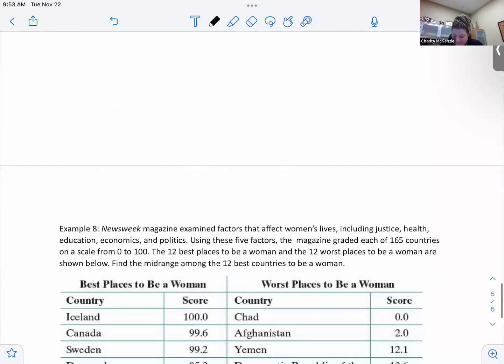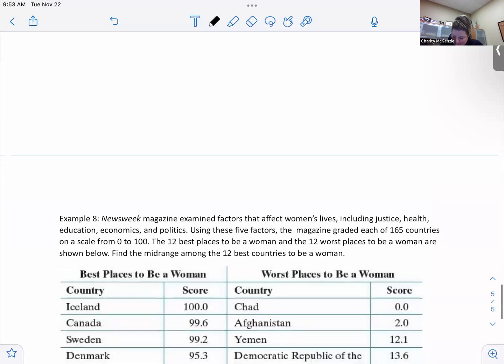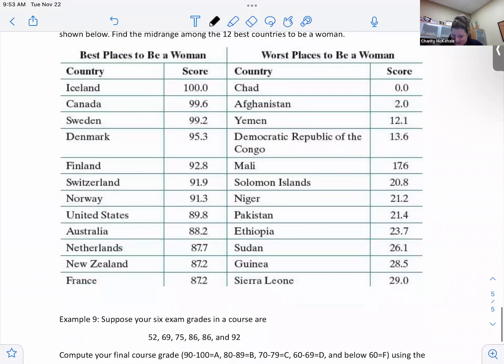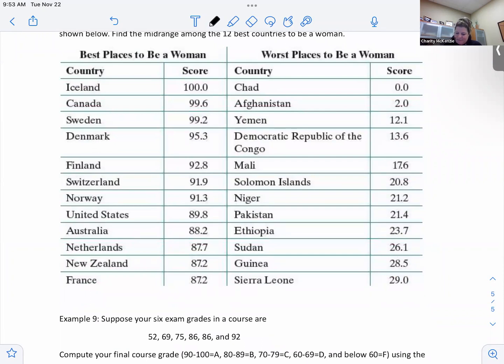So the mid-range, do we have any with the mid-range? Yeah, let's find the mid-range of best places to be a woman, worst places to be a woman. So mid-range of this data set right here. What is the lowest? 87.2. What is the highest? 100. So for the mid-range, we're going to take the highest of 100, add it to the lowest, and divide by 2. So 100 plus 87.2, divide that by 2, I get 93.6.